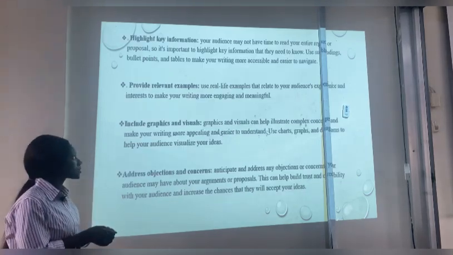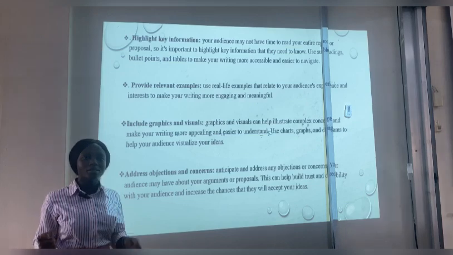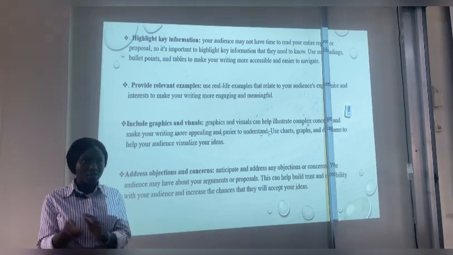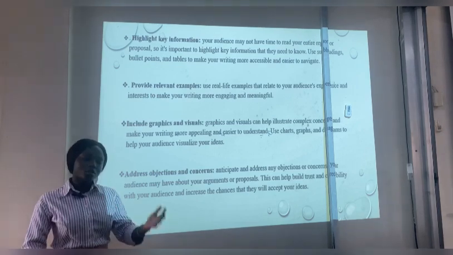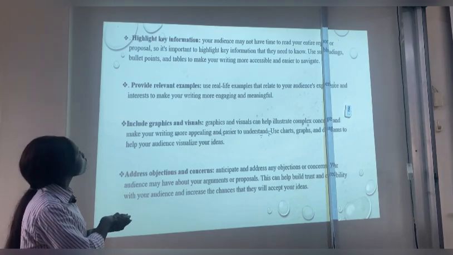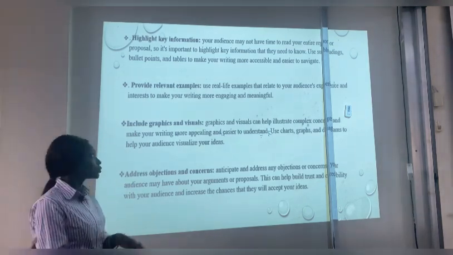Next slide. The third one is to highlight key information. Because you are writing, it has to be short and precise. It has to be concise. You need to make use of bullet points, and you also need to use tables, to make your writing more accessible.